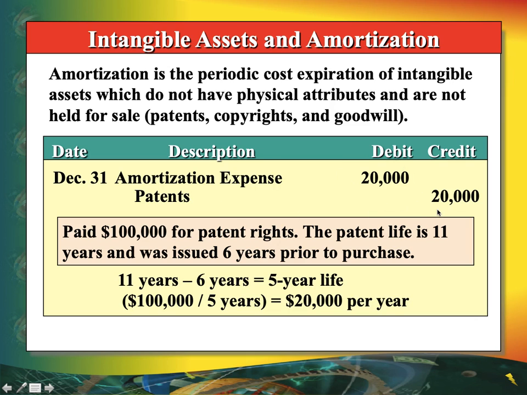Why is it not accumulated? Because at the end of the year, when the patent life is over, your patent will become zero. That's why on the credit side it's not accumulated, but it's the intangible asset itself. So if it's copyright, the credit side will be copyright. If it's goodwill, the credit side will be goodwill. However, the debit side is still the same, amortization expense.